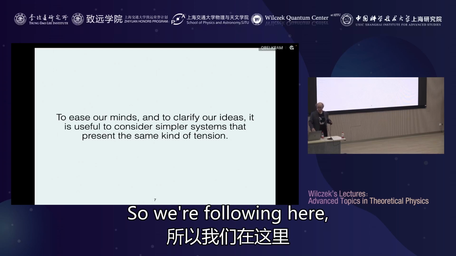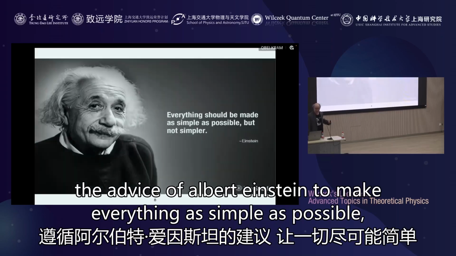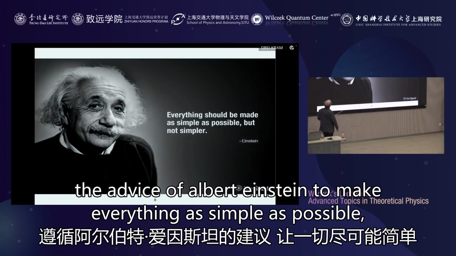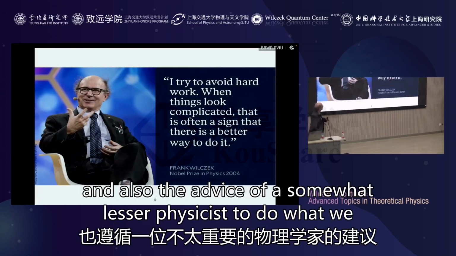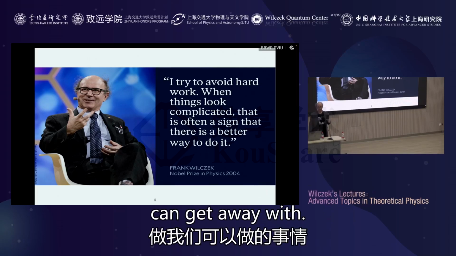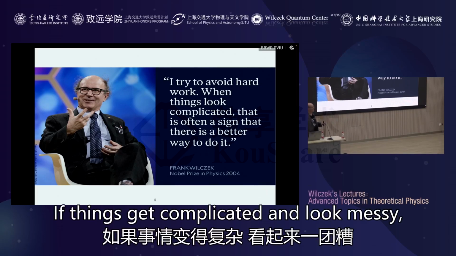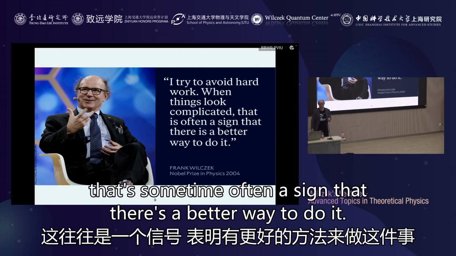So we're following here the advice of Albert Einstein to make everything as simple as possible, but not simpler. And also the advice of a somewhat lesser physicist to do what we can get away with. And if things get complicated and look messy, that's often a sign that there's a better way to do it.